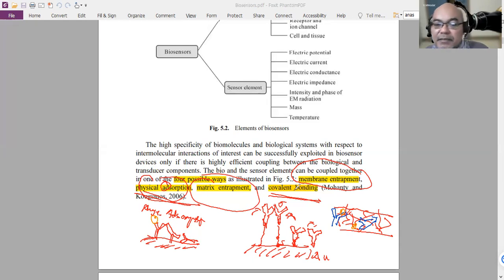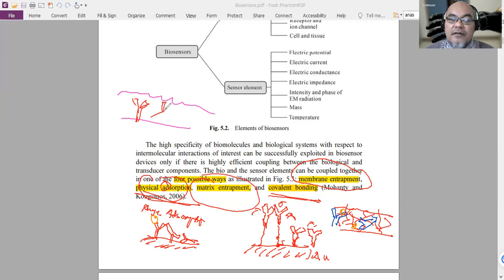Okay, membrane is similar to matrix entrapment, but usually it has a more porous structure. So in membrane, you may have this kind of structure. You have the membrane, and then the bioelement will be entrapped inside this membrane. Okay.